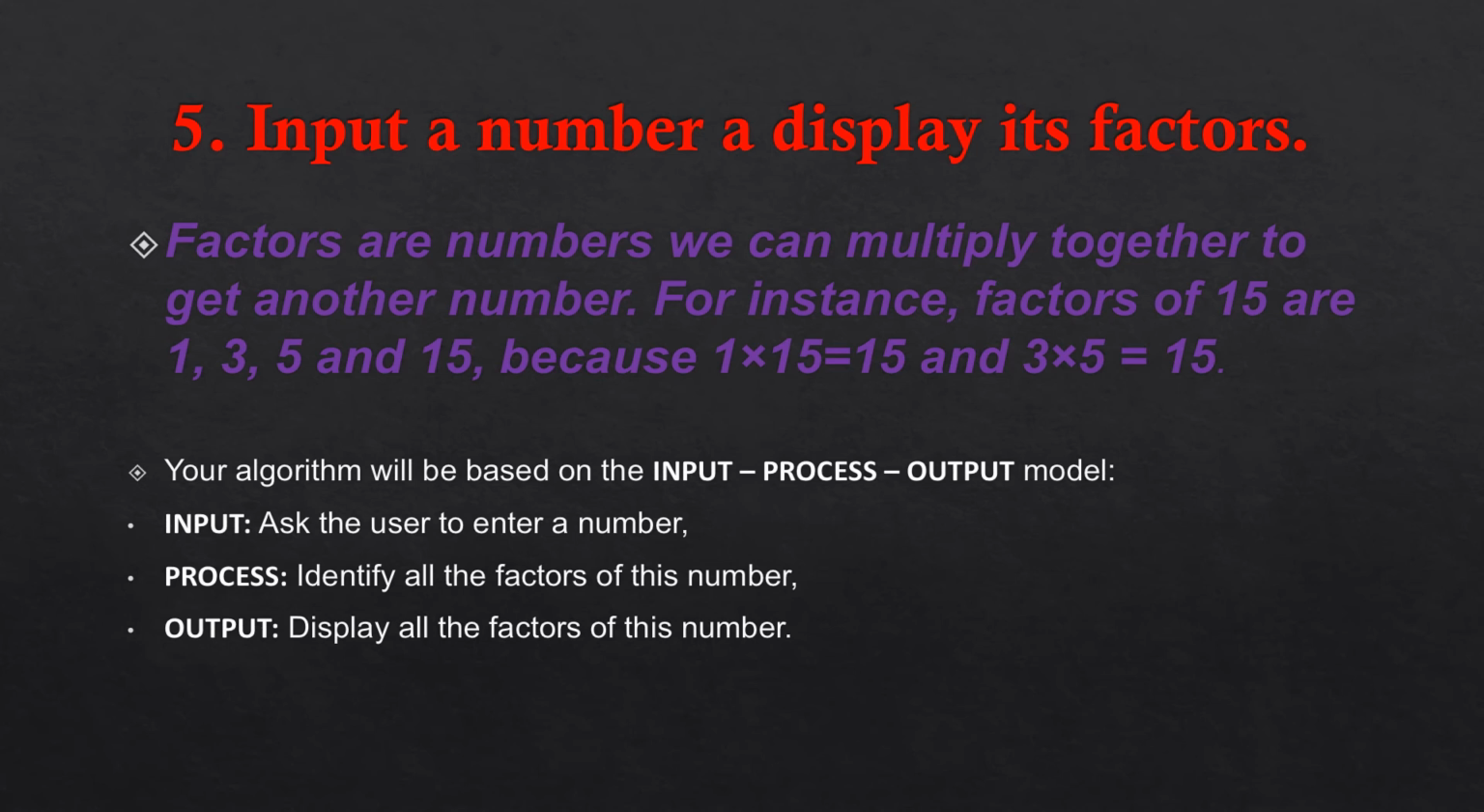Before drawing the flowchart, your algorithm will be based on input, process and output. So input, first of all, ask the user to enter a number, and process is to identify all the factors of this number. So finding the factors of the number. Third one is output, display all the factors of this number.